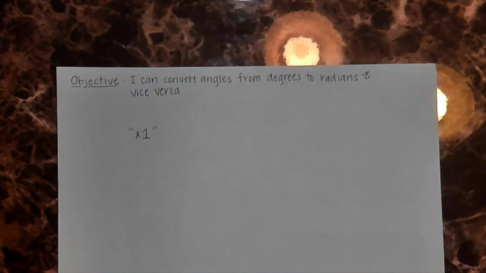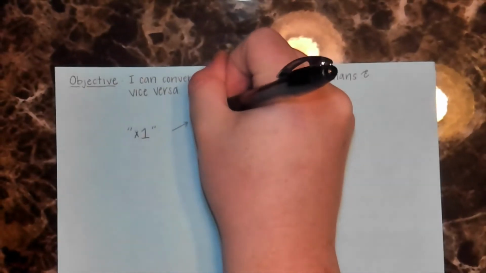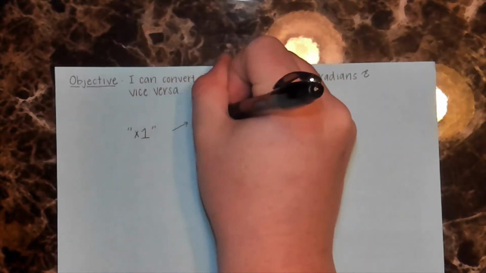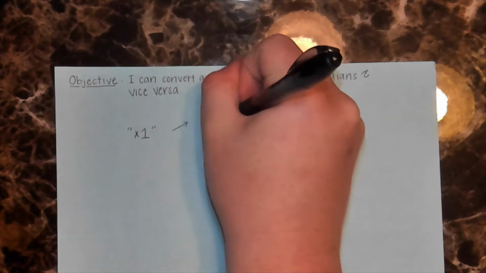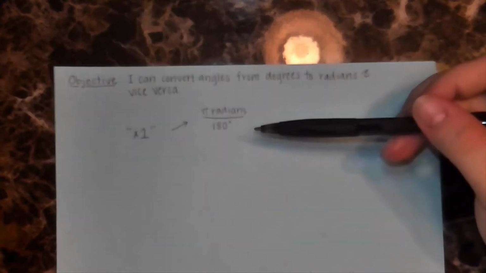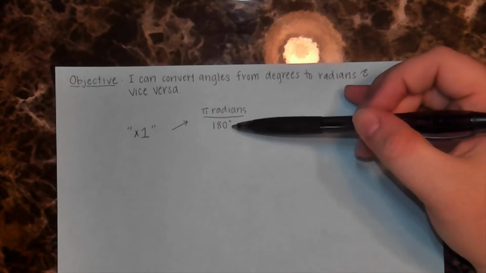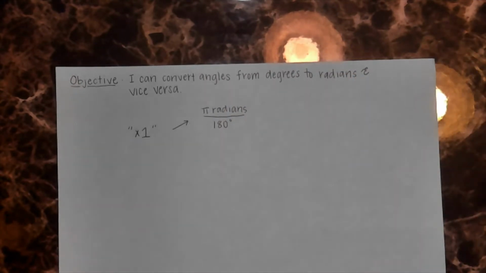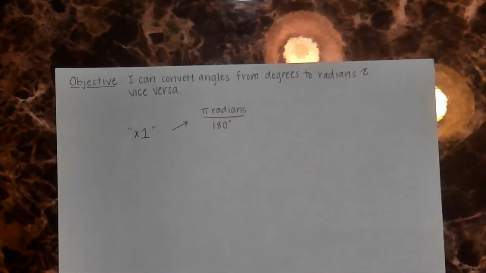So we're going to see two different conversion fractions in this lesson. The first one is pi radians over 180 degrees. So if we look back to previous lessons, we've learned that 180 degrees and pi radians are actually the same angle and they're in the same spot. So that fraction equates to 1. It's just they're in different units.